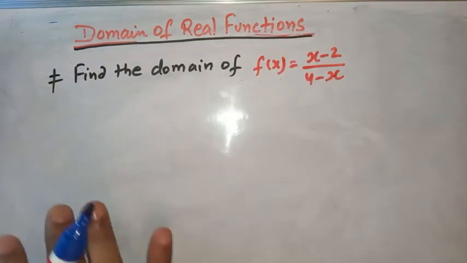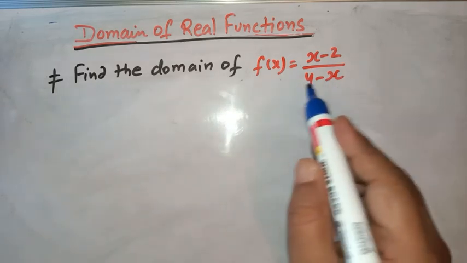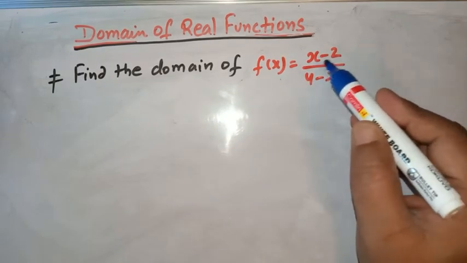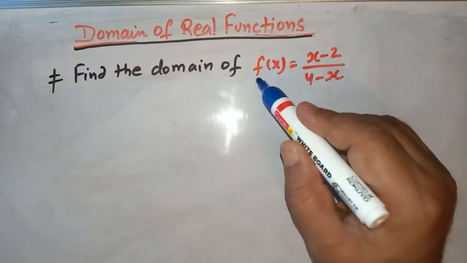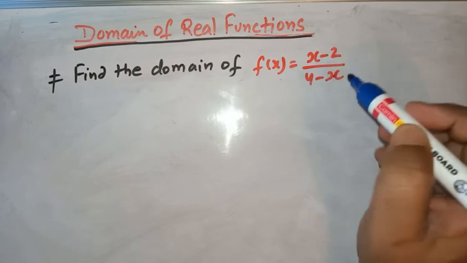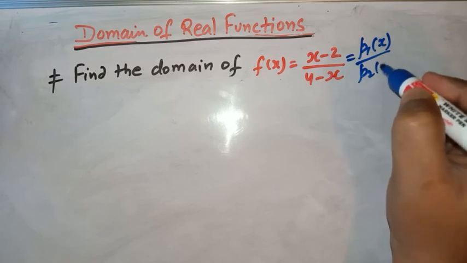Viewers, we have solved many problems. Let us take this problem. This is a very easy problem. We have to find the domain of f(x) = (x − 2)/(4 − x). Here this function f(x) is a rational function, because this is a polynomial, this is also a polynomial. This is polynomial 1, this is polynomial 2.